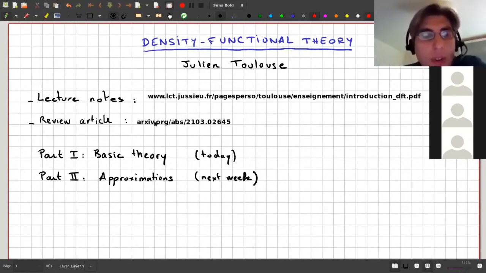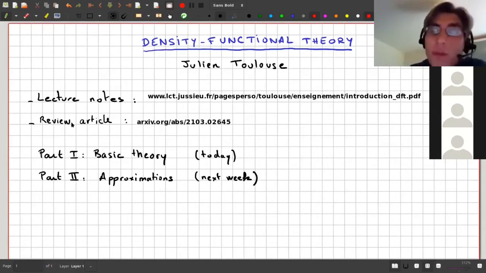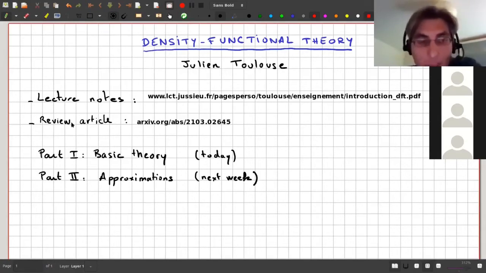This article overlaps partly with the lecture notes, but it contains more mathematical details because it was written for a book which was edited by applied mathematicians. In these lectures, I will try to follow this review article more.